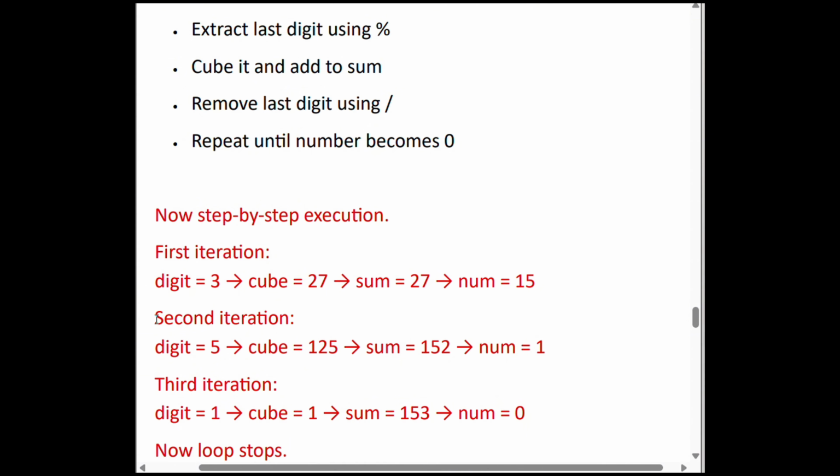Coming to second iteration, digit equals 5, 5 cube is 125. Sum equals 152 because 125 plus 27 is 152. So num equals 1. Coming to third iteration, digit equals 1, 1 cube is 1. Sum equals 153, it means 152 plus 1. Num equals 0. Now the loop stops.